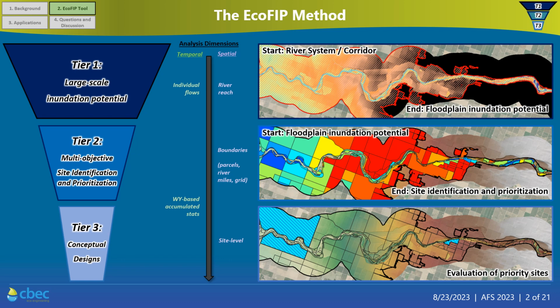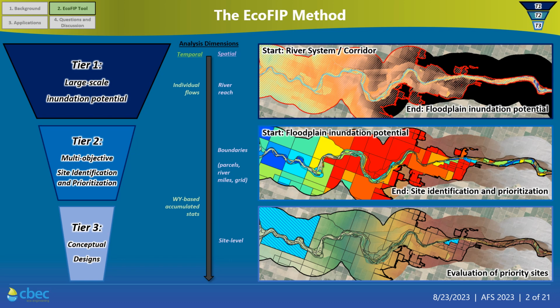In Tier 2, we refine that a bit by saying not only where can we get water out on the floodplain, but how suitable is that floodplain inundation for an array of purposes that we care about in a given system? This is our multi-objective site identification and prioritization, where we're actually dividing the landscape up into spatial units, which might be parcels or some kind of grid cell or river miles. And we're asking within each of those, how is inundation driving floodplain rearing habitat for Chinook salmon, for instance, or how much recharge are we going to be getting in an average water year? We're starting to use different criteria and metrics to be able to describe how these sites fare against each other.